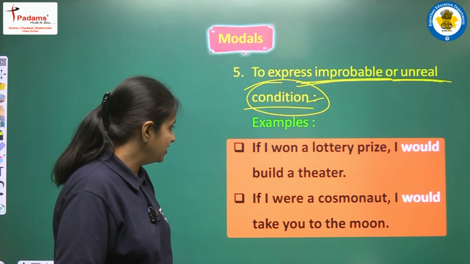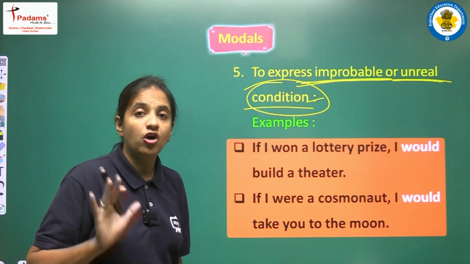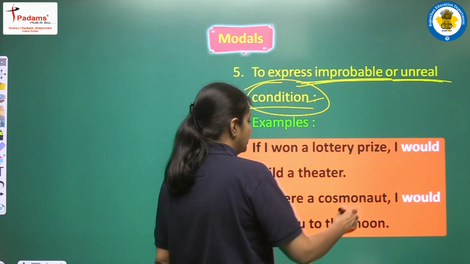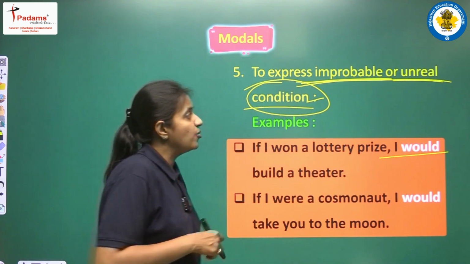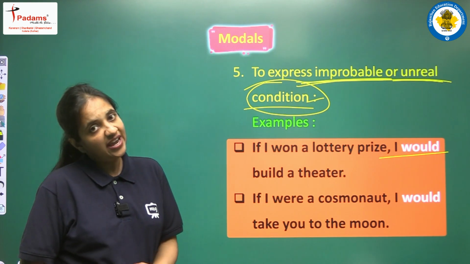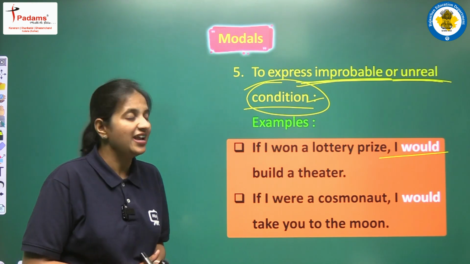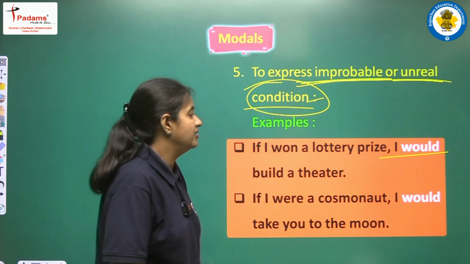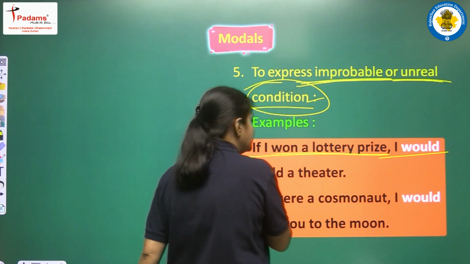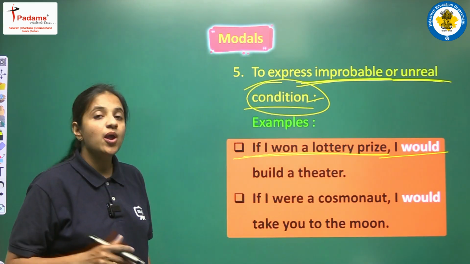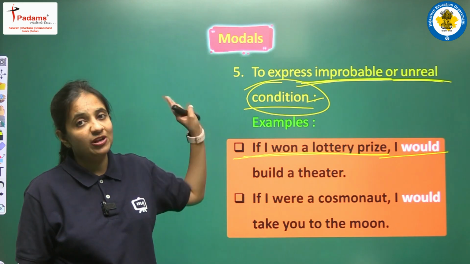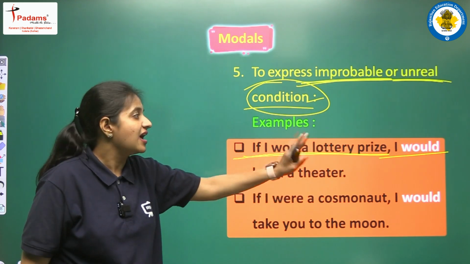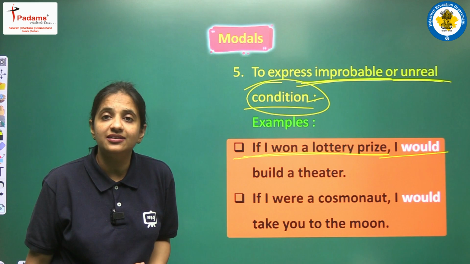The first example is, if I won a lottery prize, I would build a theater. So this is a very unreal condition, right? We are just imagining this thing and we are saying that if I won a lottery prize, so this is the condition. The condition is that if I won a lottery prize, and what will be the result? The result is I would build a theater.